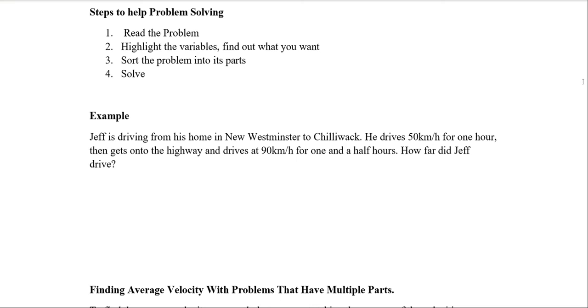So now we've read the problem. We think we might know what's going on. Let's highlight the variables or the numbers we find. 50 kilometers per hour for 1 hour. And then there's the second one, 90 kilometers per hour for 1.5 hours. And then we ask our question: how far did Jeff drive?